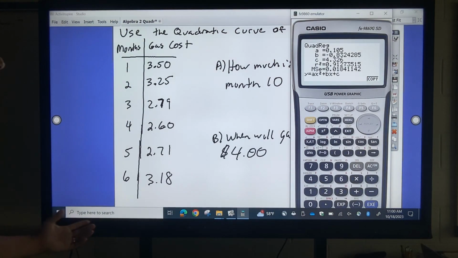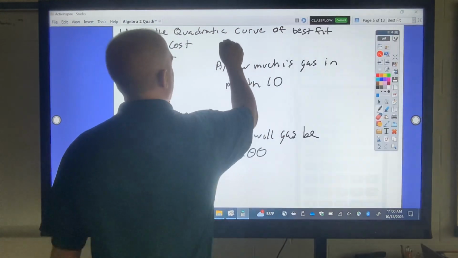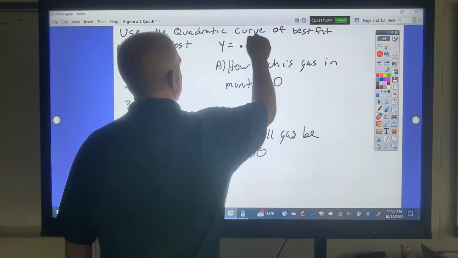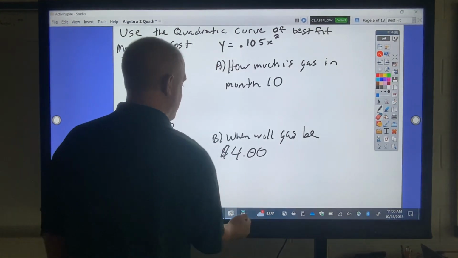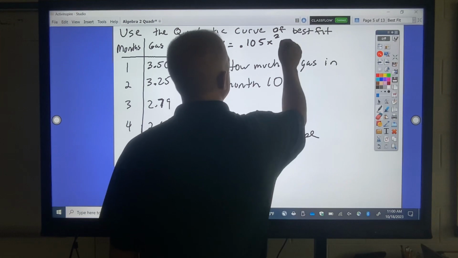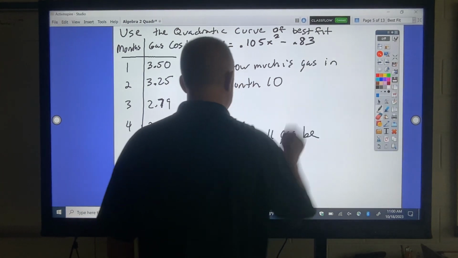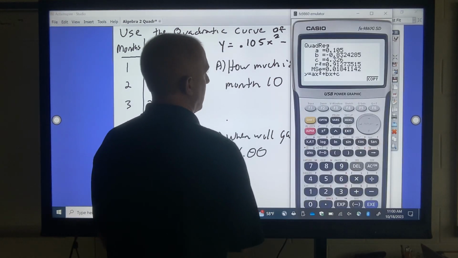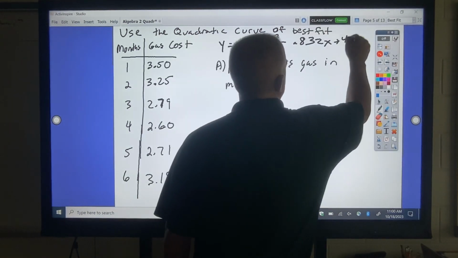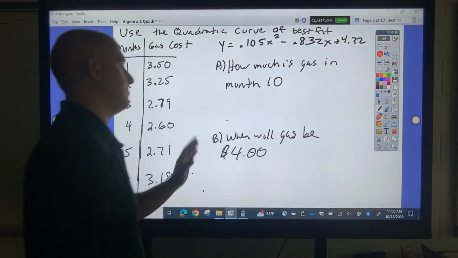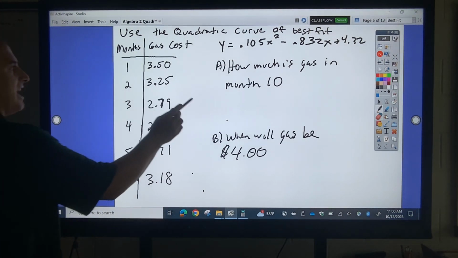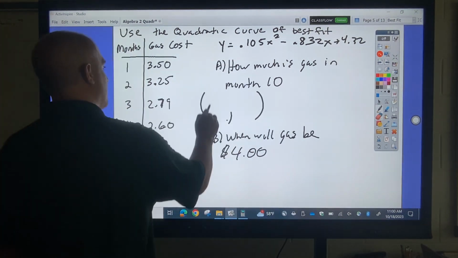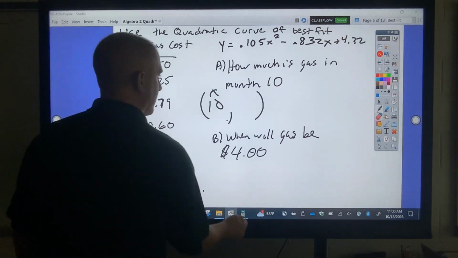Now if I was making the equation, that'd be y equals 0.105 x squared, just write 3 decimal places, minus 0.32 x plus 1.326. That would be the equation, okay? Now it says how much will gas be in month 10? Well, month is x, so I want to calculate y, all right?